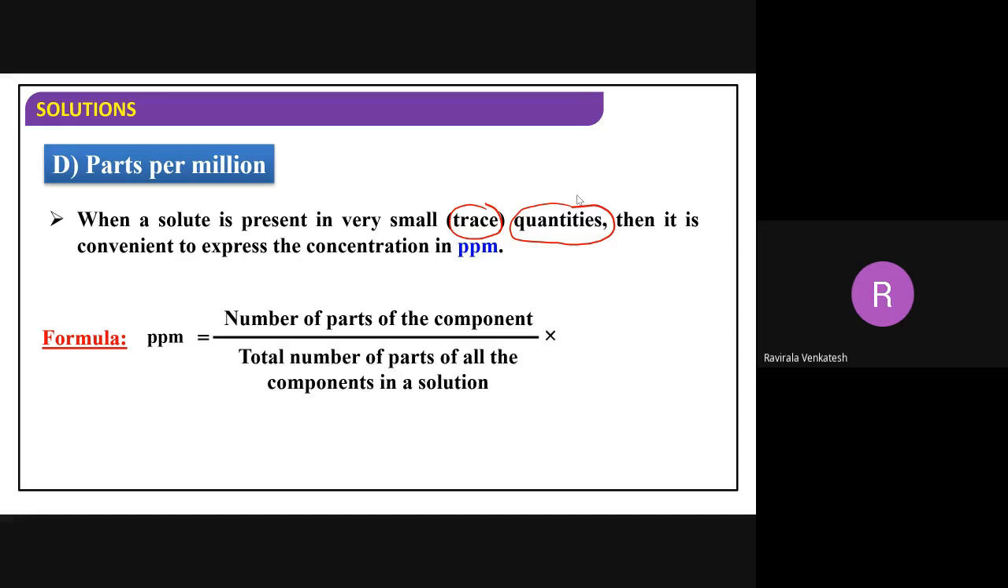So definition also आप same लिख सकते हैं. The number of parts of the component divided by total number of parts into 10 to the power of 6. This is just simply called ppm. How many parts of that component? For example, some poisonous gas is there, beta. Carbon monoxide is there in the air. So for example, 1 milligram is there, and total number of parts in air is something like 10 to the power of 6. Into 10 to the power of 6, both will be cancelled. It will be 1 ppm like that. In this way, we can easily calculate ppm.